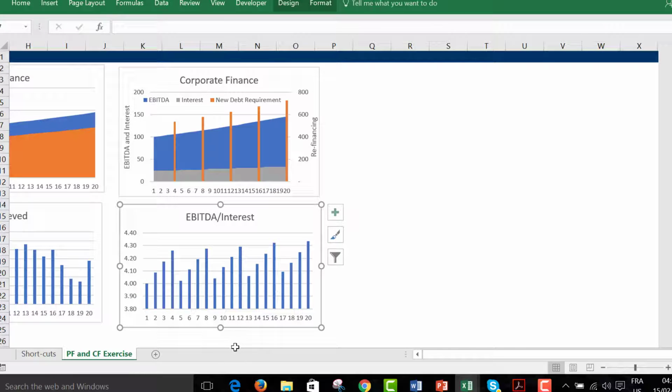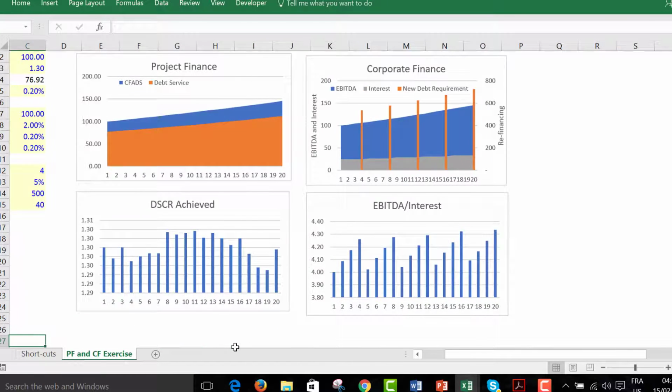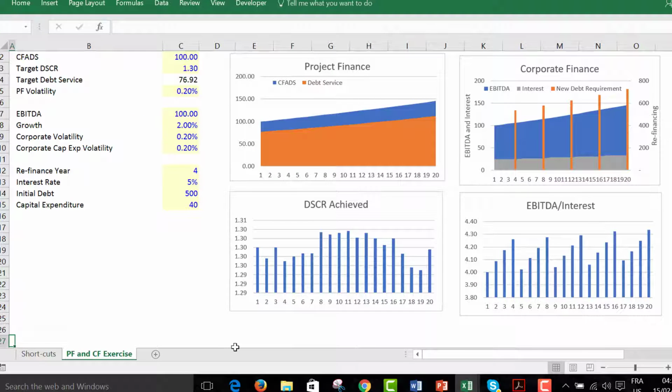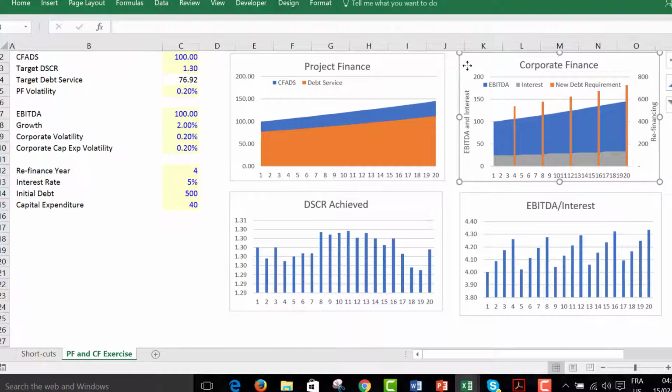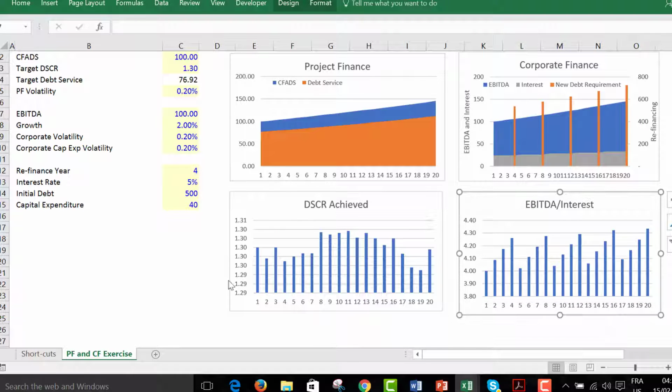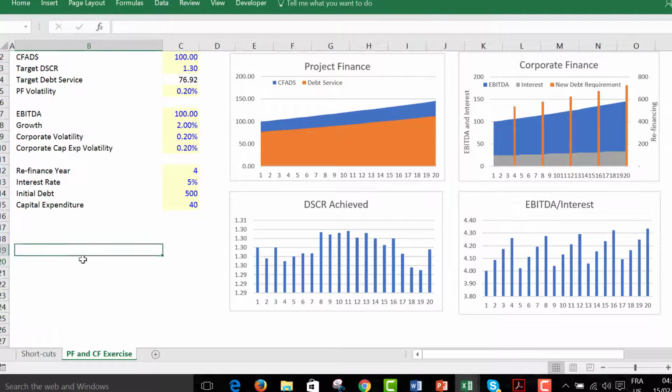Okay, so it's supposed to demonstrate that you have to look at different ratios. It's not perfect, is it? And when you look at different ratios, it's supposed to demonstrate that the problem with corporate finance is refinancing. Problem with DSCR is project finance is just financing.